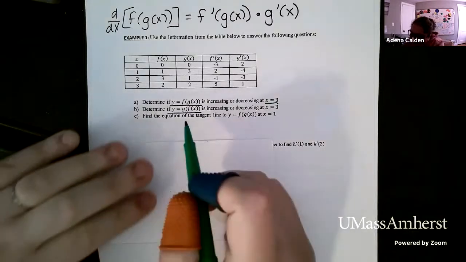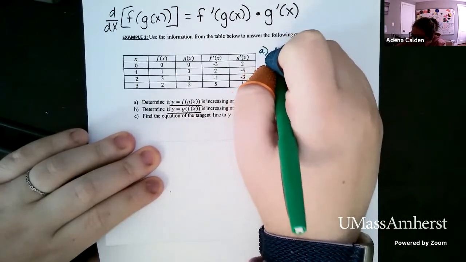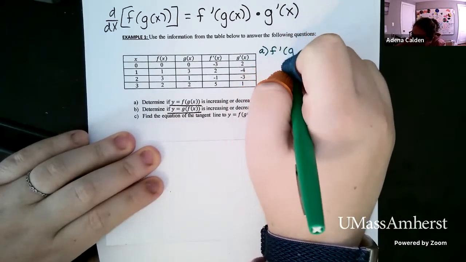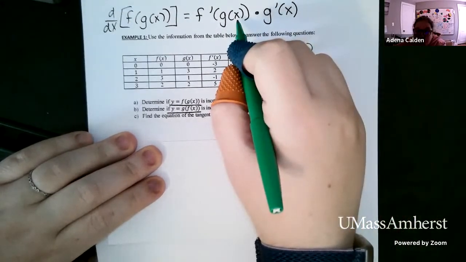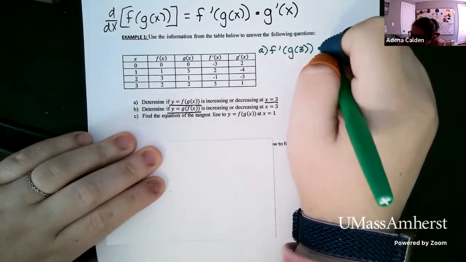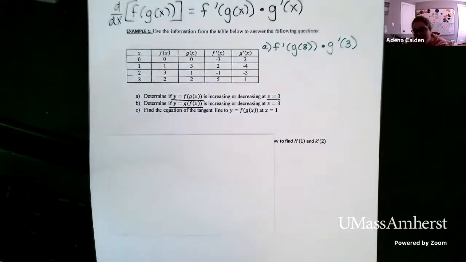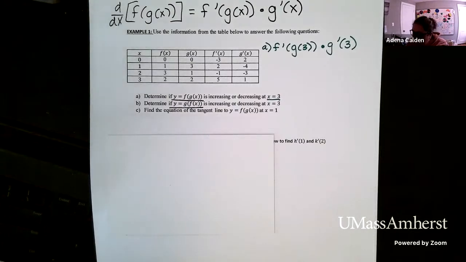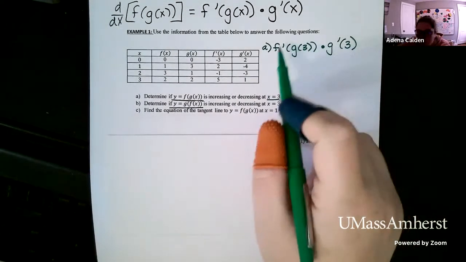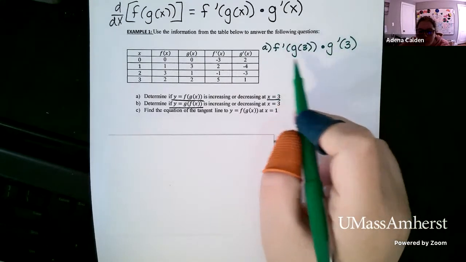So to get the derivative of f of g of x, we're going to do f prime of g of 3, because we're evaluating it at 3, so we plug in a 3 wherever we see an x, times g prime of 3. Okay, so now we have to figure out how we get these values and what they mean. There are two pieces to this: this part of the function times this part of the function. So let's start with the first part.